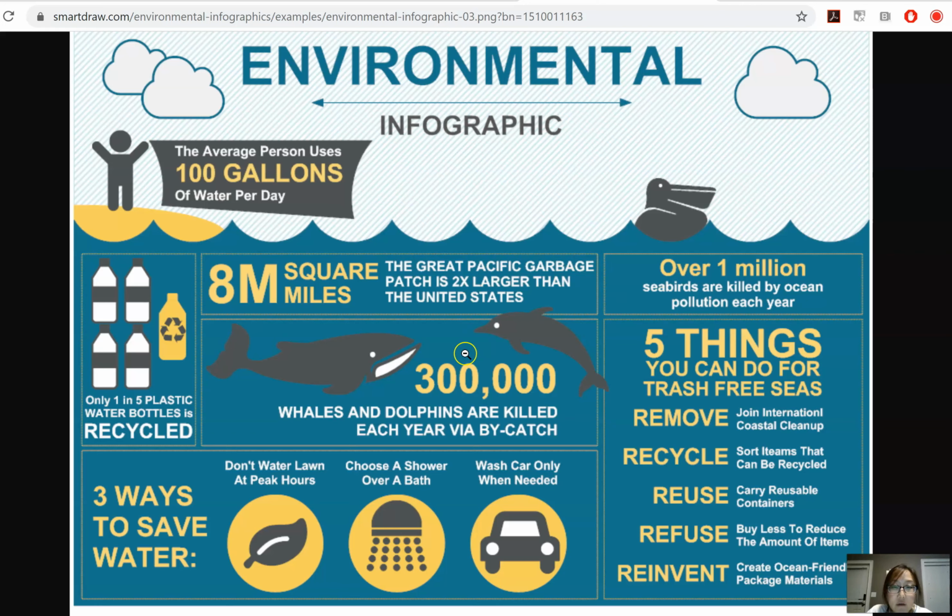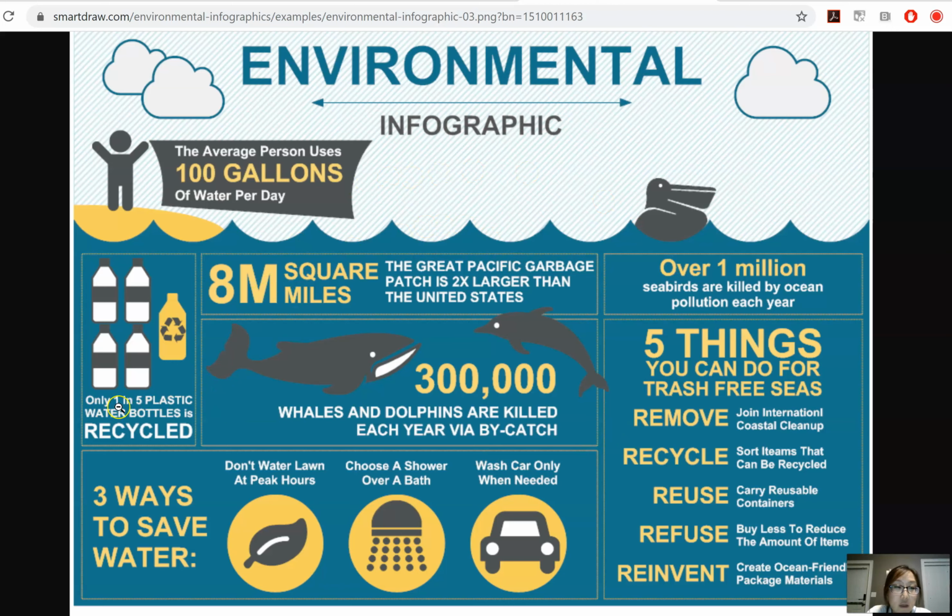So infographics are very popular, not just for environmental things, but for many things that have a lot of numbers and a lot of data, a lot of just very dry information. I'm not sure when this information is from, or the source, or if it's even true, but I think it's generally true. So we're just going to briefly take a look at it.